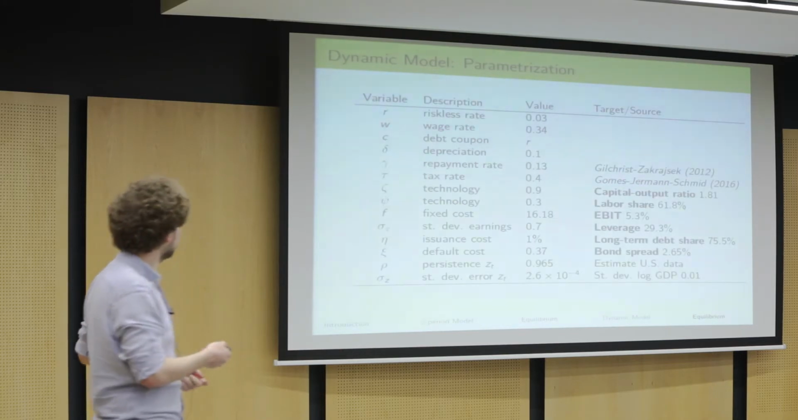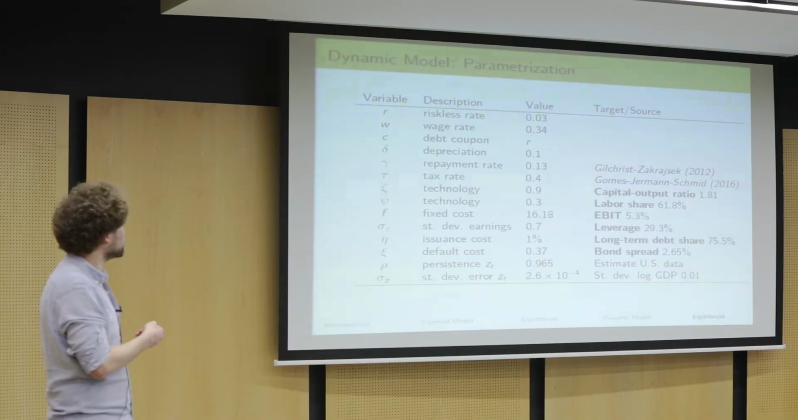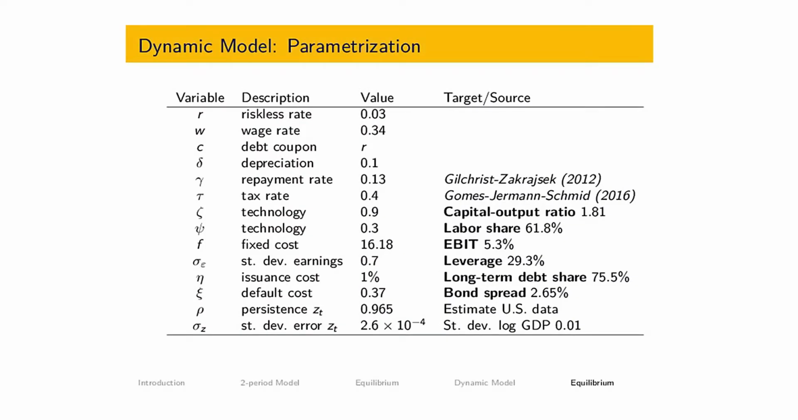And we also have to choose some parameter values. So this is partial equilibrium. It's just a firm problem. So the riskless rate and the wage rate are set by us. They're parameters here. And then we put some discipline on these values here. For instance, the repayment rate.